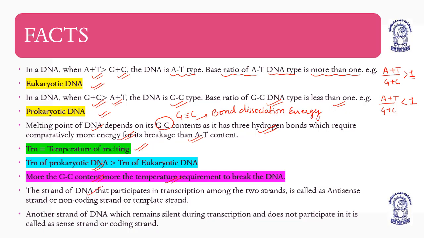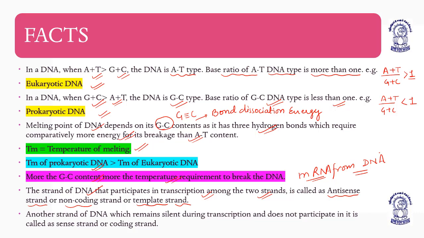The strand of the DNA that participates in the transcription among the two strands is called the antisense or non-coding strand, or the template strand. Please remember, the strand of the DNA which participates in the transcription. Transcription is the process of formation of messenger RNA from DNA. This process is carried out in the presence of DNA dependent RNA polymerase.